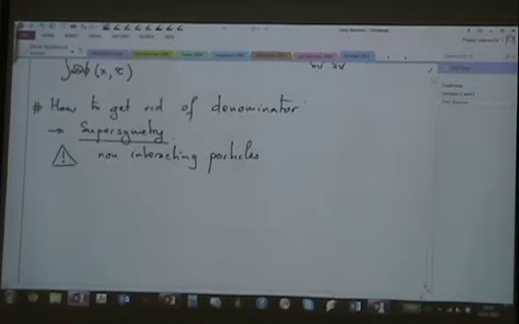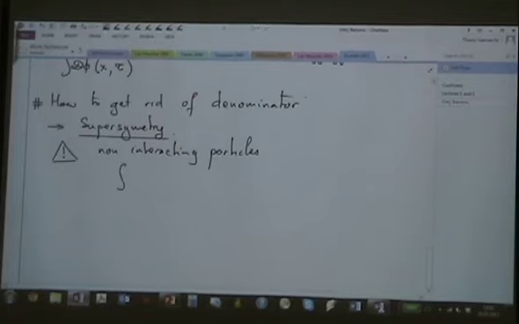So the idea is that if you have a Gaussian integral, the integral over dx of exponential of minus a x squared, you know that this is 1 over the square root of a. And if you have more complicated stuff, it's 1 over the determinant of it. Okay? But this is because x are normal numbers.